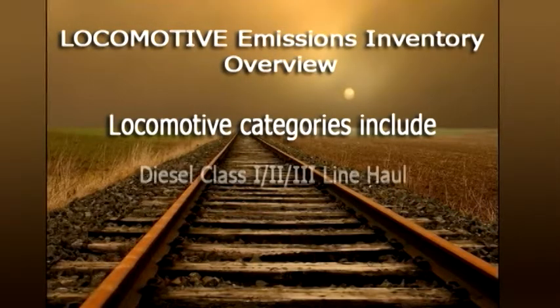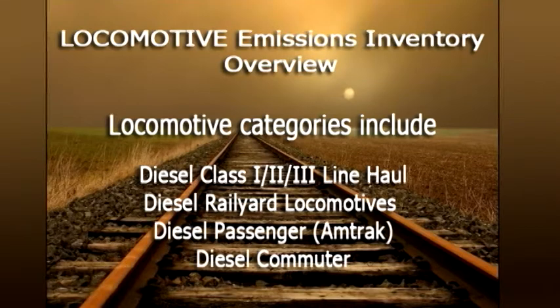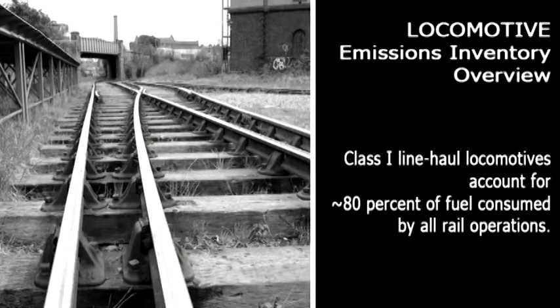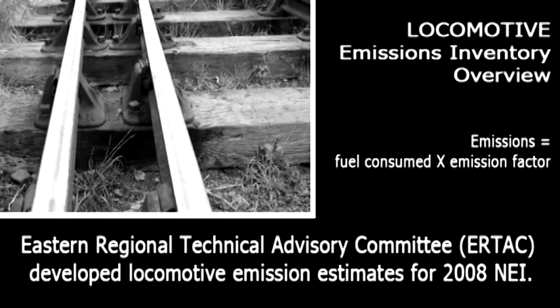Locomotives are also included in this inventory. The locomotive categories include diesel line haul, classes 1, 2, and 3, diesel rail locomotives, and diesel passenger or Amtrak and diesel commuter trains. Class 1 line haul locomotives account for about 80% of the fuel consumed by all rail operations. Emissions are estimated by the equation emissions equals fuel consumed times an emission factor. The Eastern Regional Technical Advisory Committee, or ERTAC, developed locomotive emission estimates for the 2008 NEI.